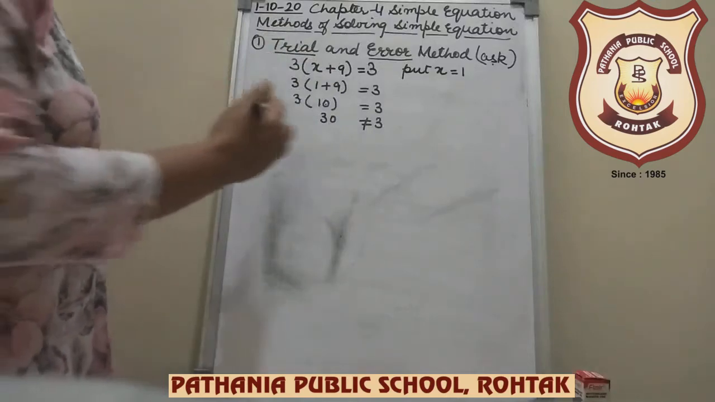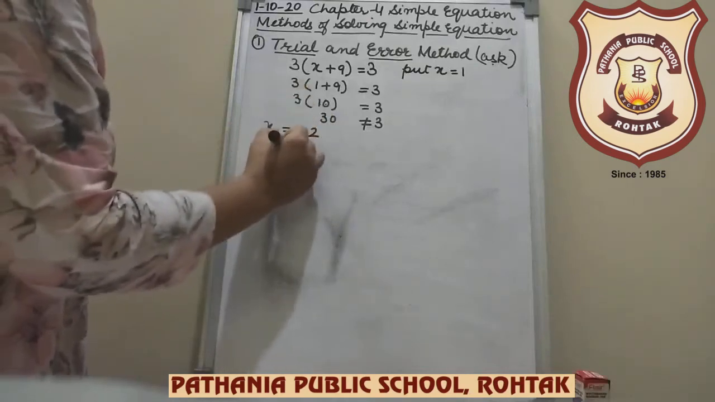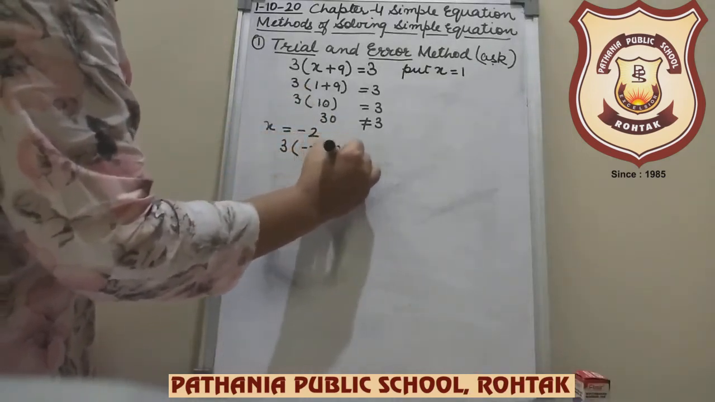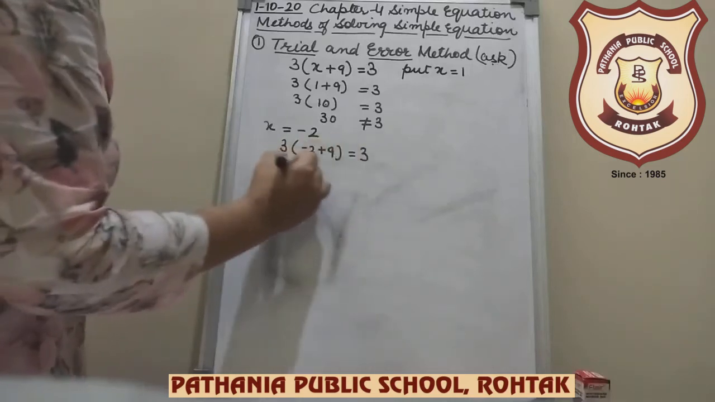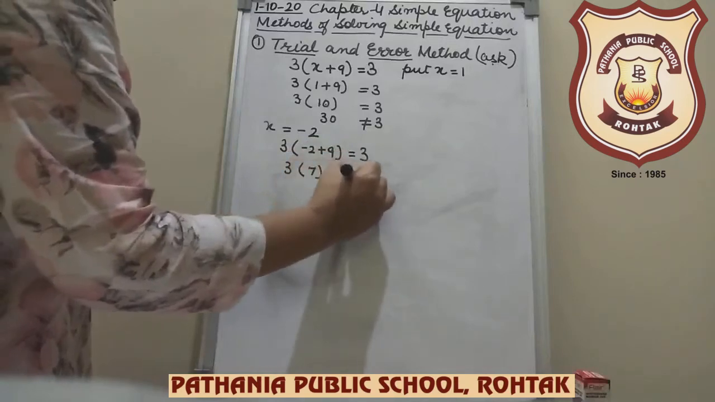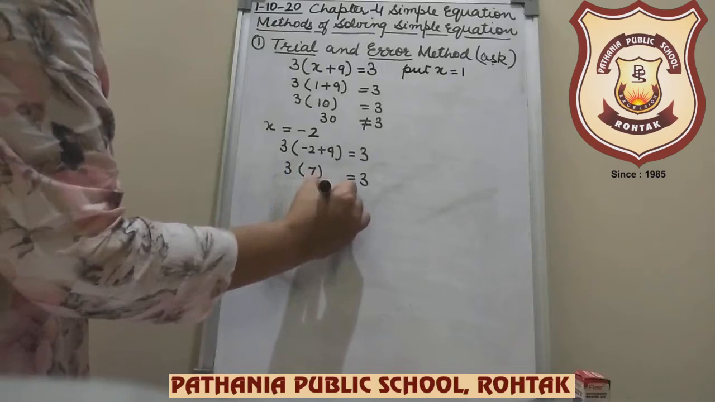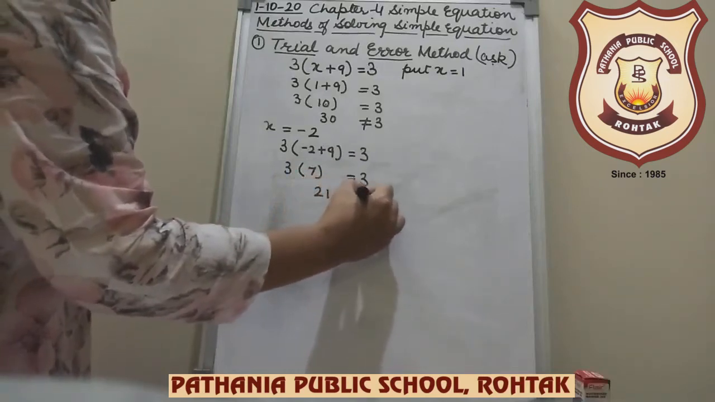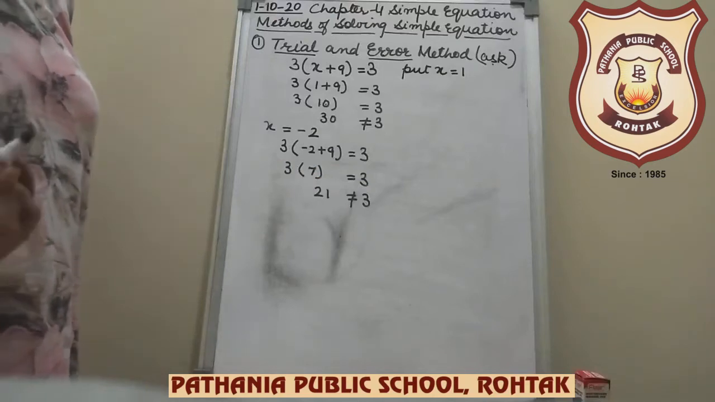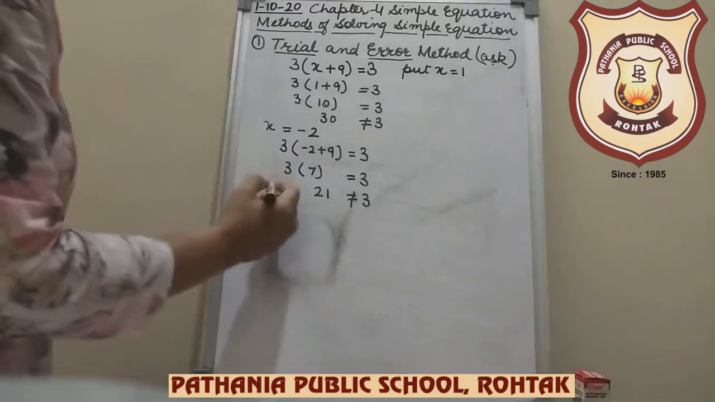So instead of minus 1, I'll try for minus 2. So then 3 bracket minus 2 plus 9 is equal to 3, and minus 2 plus 9 will become 7. Right hand side is already 3 and 3 multiplied by 7 is 21. So left hand side is not equal to right hand side. So again this is not the solution of the equation.